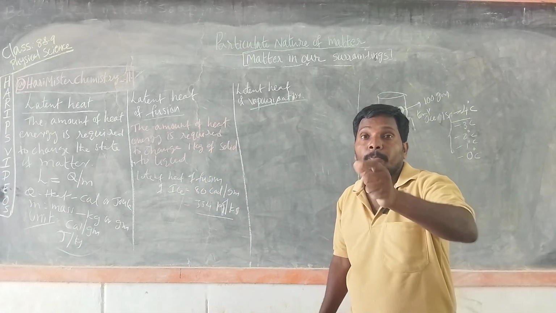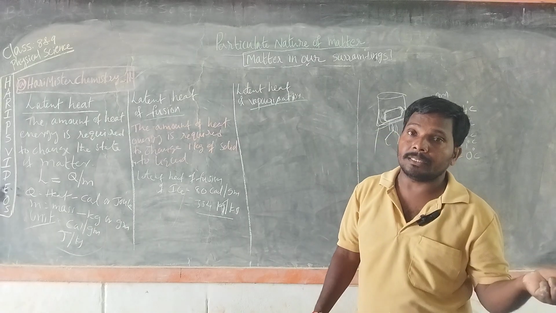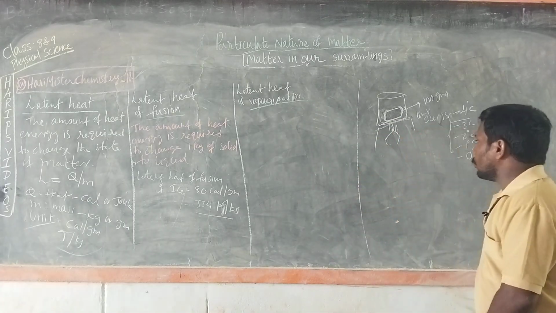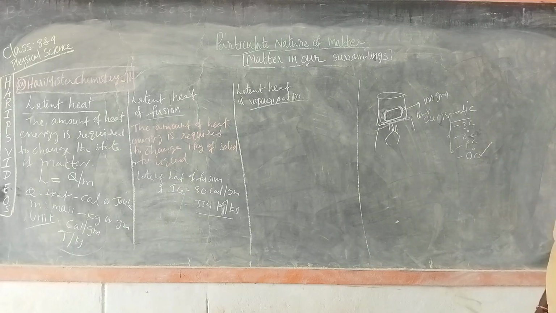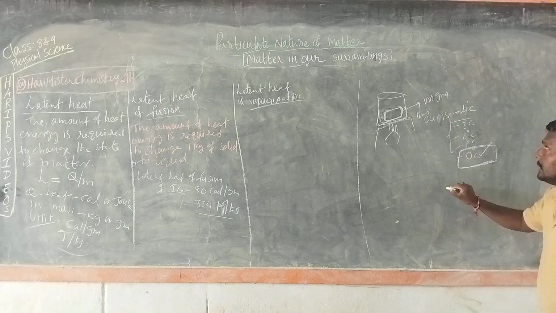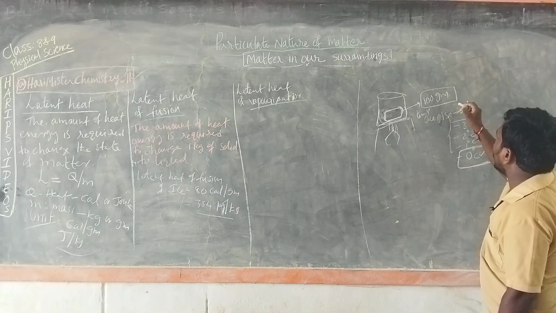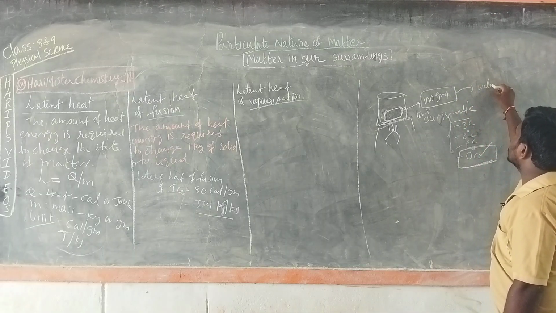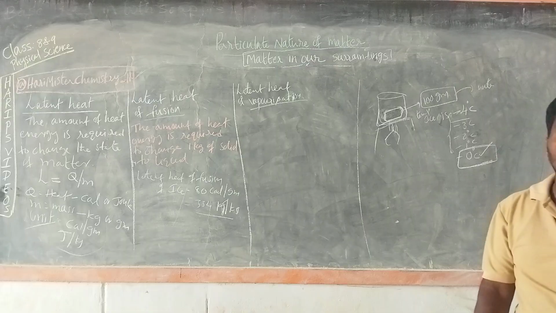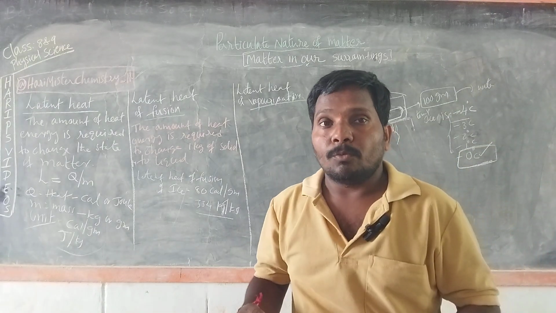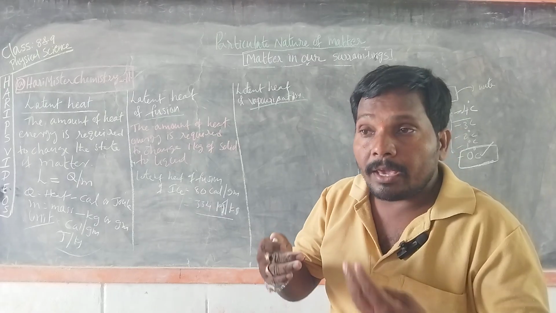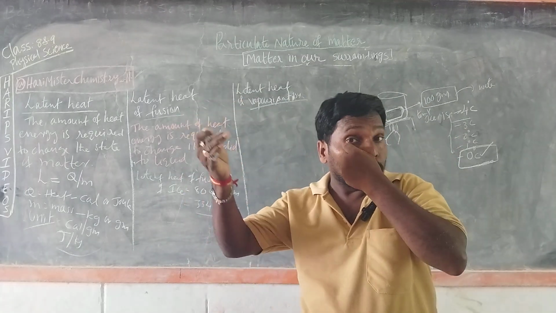Ice just starts to melt, not melt completely. So once the temperature of ice reaches 0 degree centigrade, there is no change in the temperature of ice. There is no change in the temperature of ice until 100 grams of ice convert into water. But we are heating continuously. Where does that heat energy go?